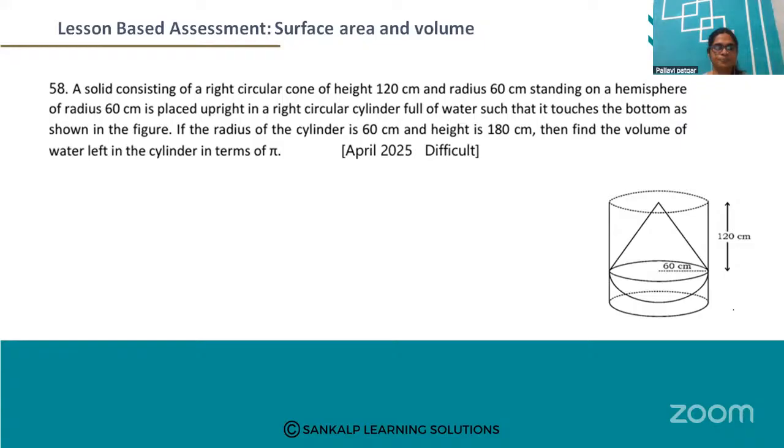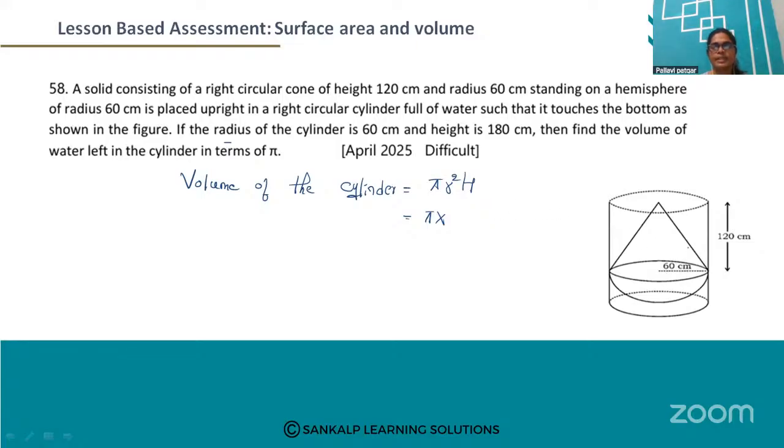Okay, so here volume of the cylinder is equal to pi r square h. Take this as capital H. This is pi into r square. Here r is the radius of the cylinder.